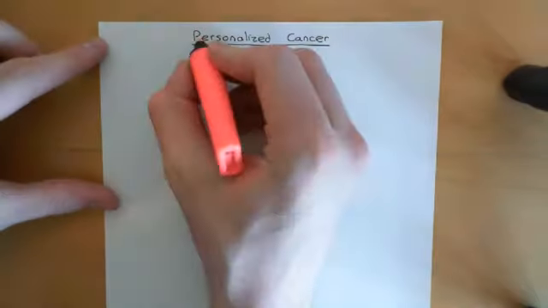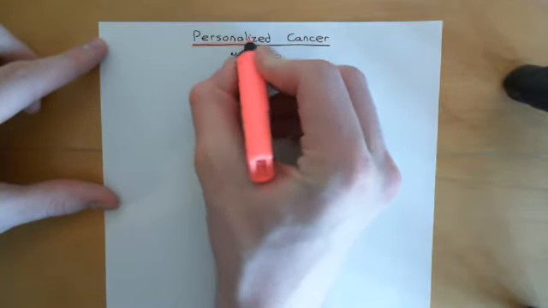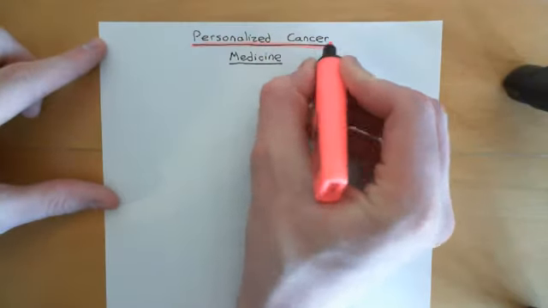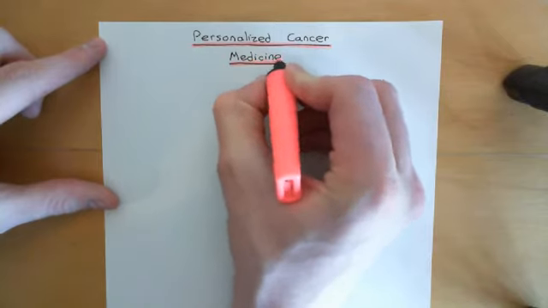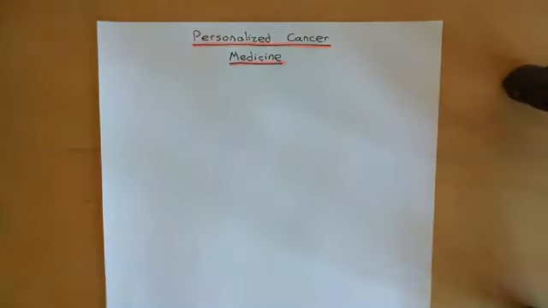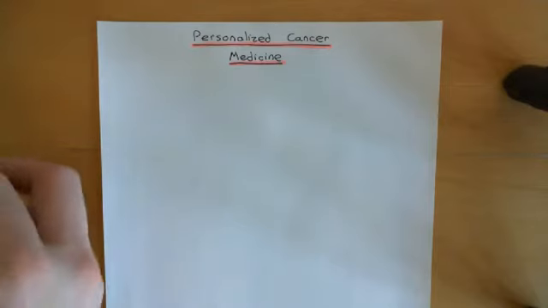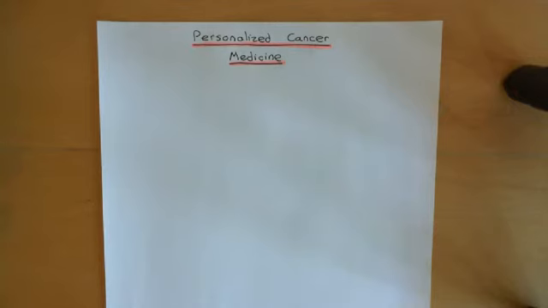So we'll look at the terms pharmacogenomics, pharmacogenetics, and also targeted cancer therapy, which are all very much related to the concept of personalised cancer medicine. Then we'll discuss a little bit of background genetics, which is going to be needed for us to understand personalised cancer medicine, and then we'll go through some examples of personalised cancer medicine as it stands at the moment.